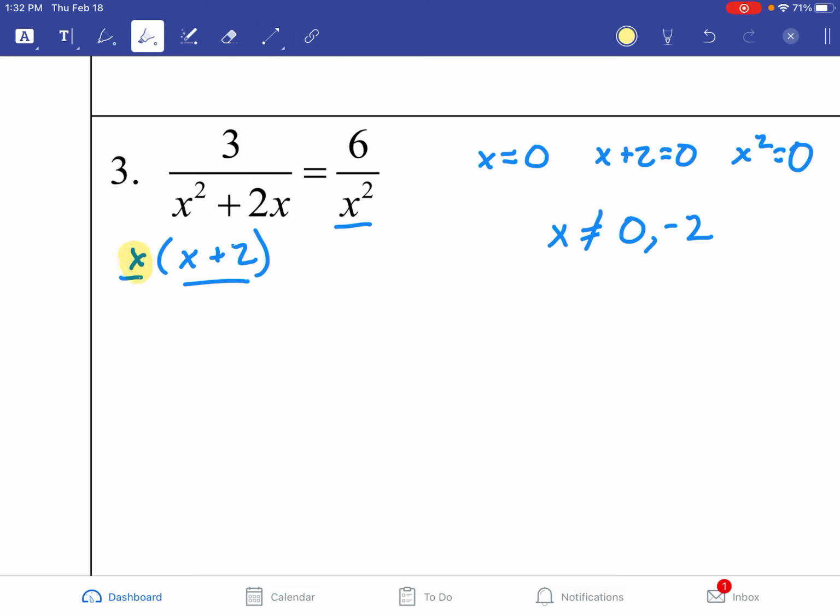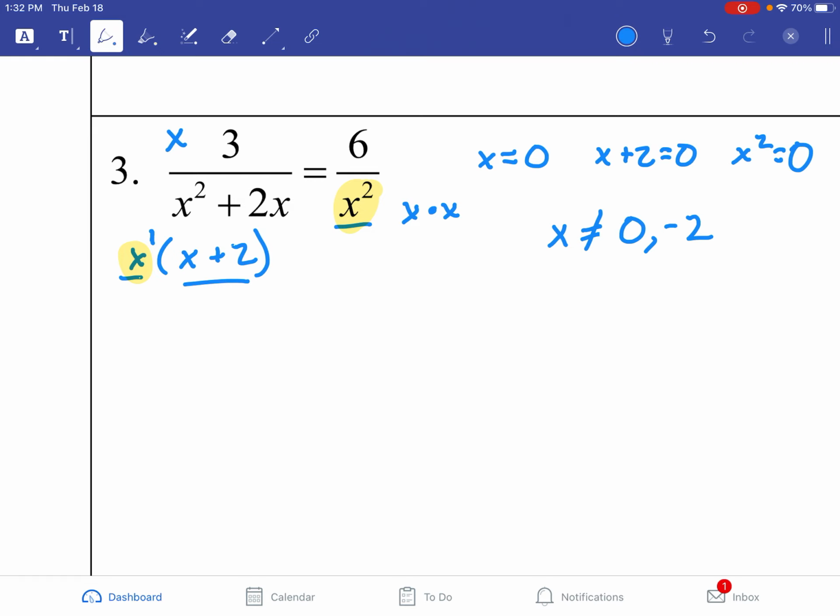This side has x, but there's just one of them. This side has x squared. But if you think about what x squared is, it's really just x times x. Well, the left side already has 1x. It just needs one more. So you're not multiplying by x squared. It just needs 1x to give you x squared. So we're going to multiply by an x here, which would give you x squared. So we have to multiply by that missing x to the top.